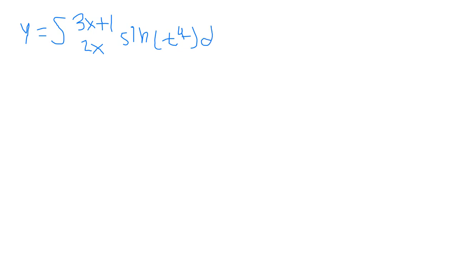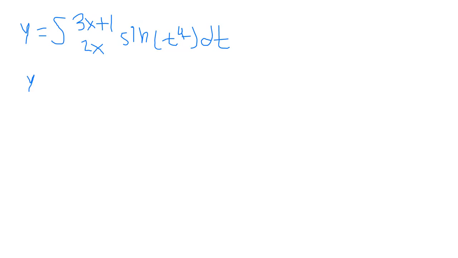So okay, for question 31, we're given y equal to a definite integral from 2x to 3x plus 1. You mean, hold on a second, you mean 32, right, Amir? Yeah, okay. I'm just rewriting quickly. And then we're given here sine of t to the 4th power dt. What we're asked to do is find the derivative of this.